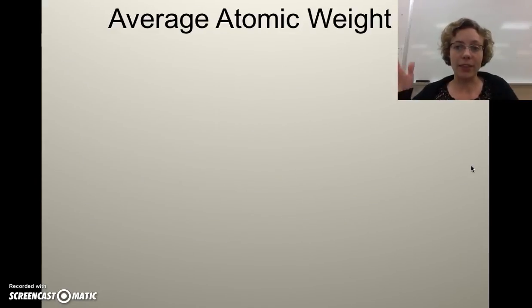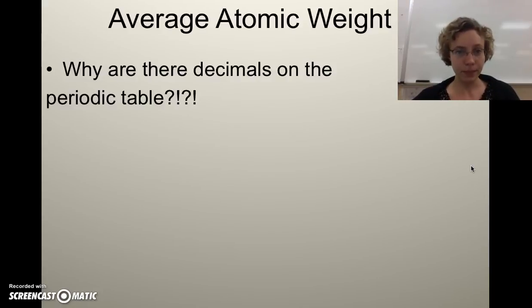So, average atomic weight. Okay, this is the important part. This is what you need to be able to do on the AP Chem test. If you look on the periodic table, then you'll notice that there are decimals there. Yay! So, why are they decimals?